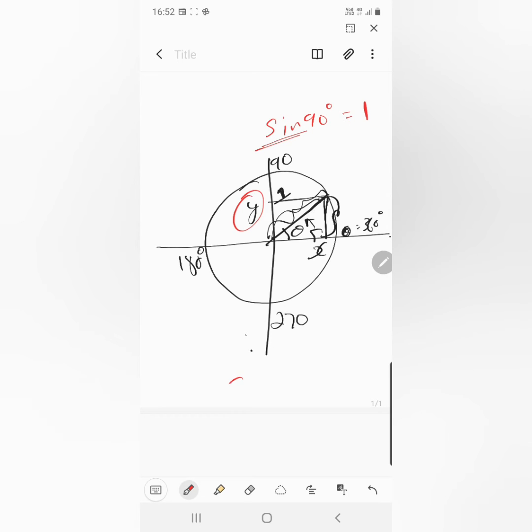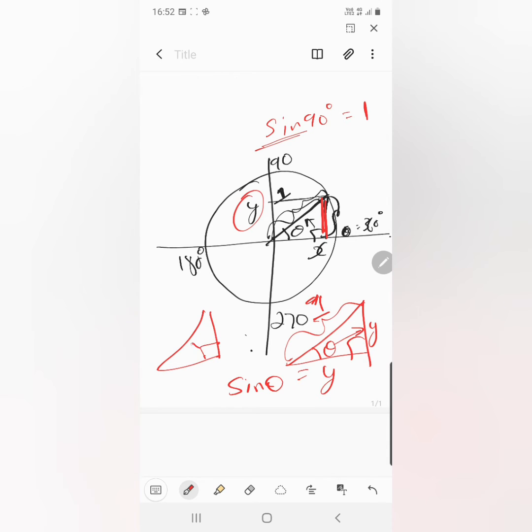And you know why it is? Because sine theta in a right angle triangle is the opposite side, the opposite of the angle, which is the y coordinate, divided by the hypotenuse, which is 1. Hypotenuse is the side opposite to the 90 degrees.